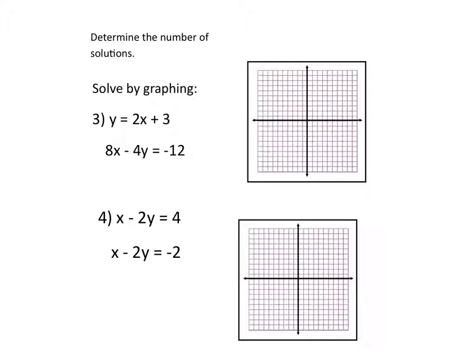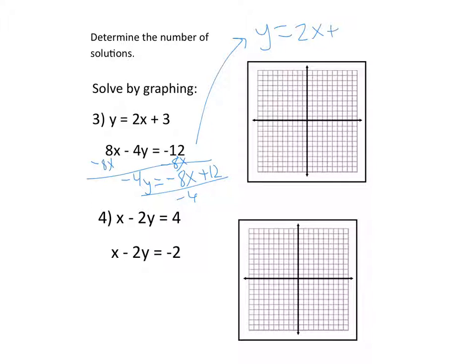Now let's look at a few more examples and determine the number of solutions, and let's solve by graphing. I might even add, let's go ahead and describe the system as well. Number 3, solve by graphing. Again, we're going to have to practice rewriting the second equation to slope-intercept form, so let's do that. I will subtract 8x and get negative 4y equals negative 8x plus 12, and divide everything by negative 4. So I end up getting y equals 2x plus 3.